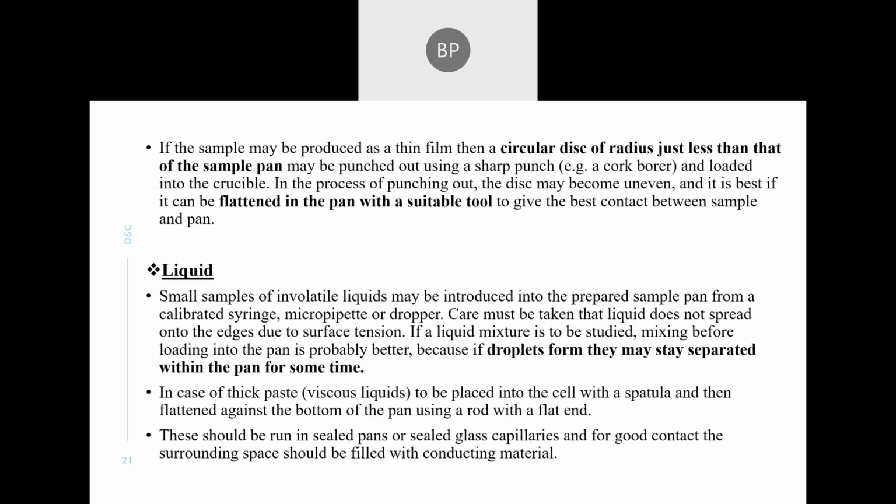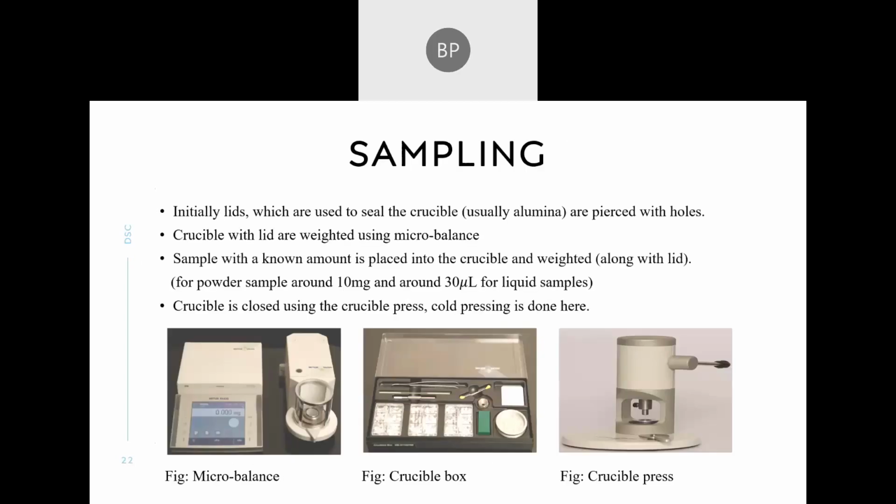And how to deal with viscous liquids? Simply take the viscous liquid with the help of a spatula, flatten it against the bottom of the pan using a rod with a flat end, seal it, and then do the experiment. Now coming to the sampling part.